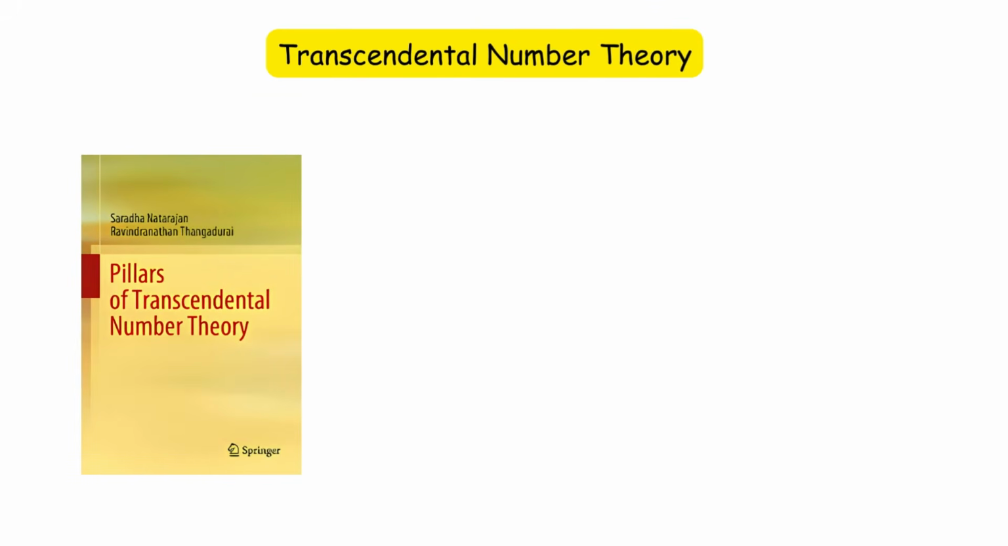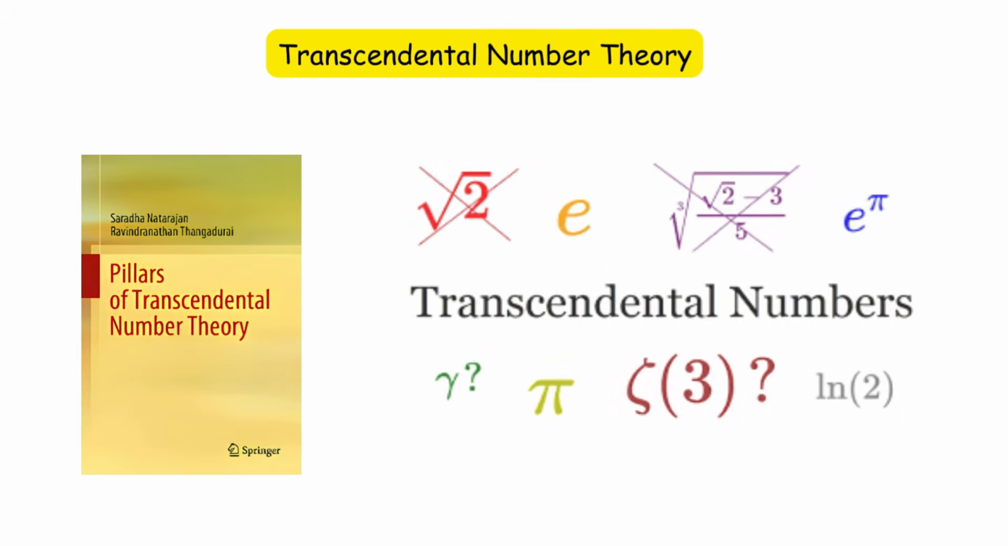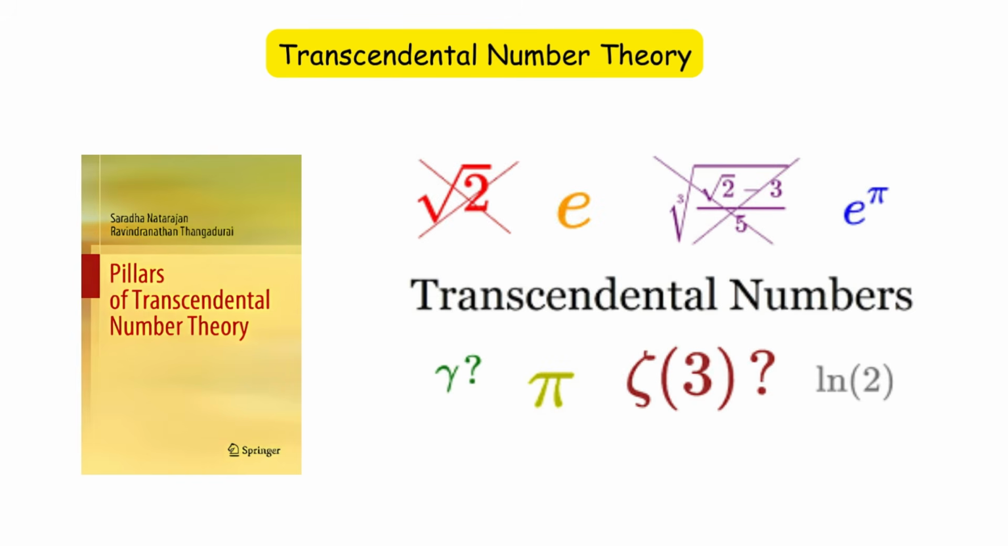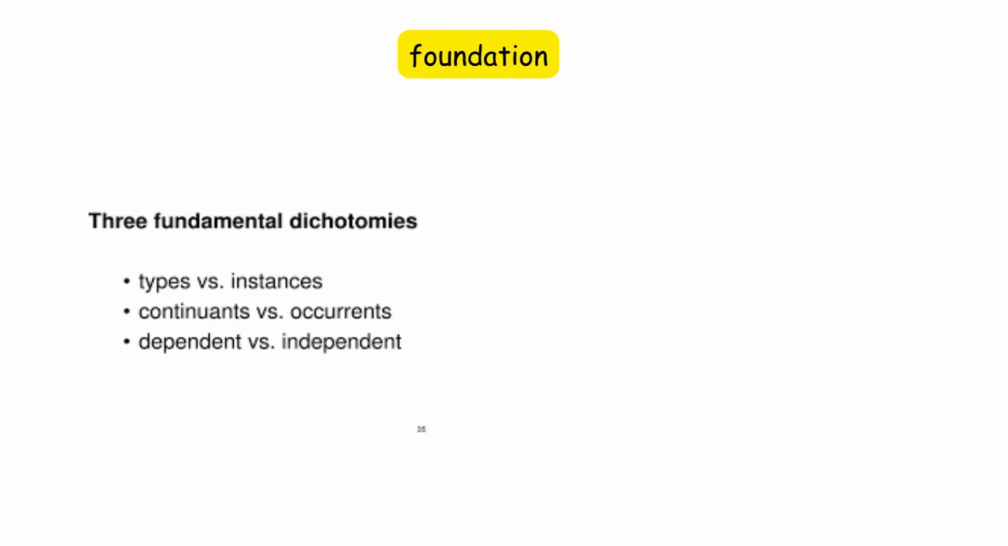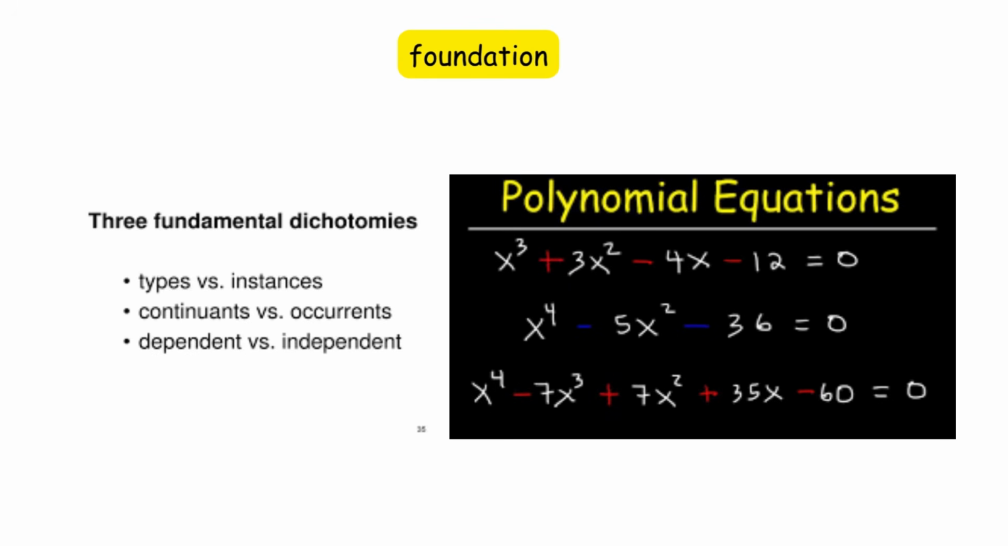Transcendental number theory studies the distinction between algebraic and transcendental numbers, as well as their classification and the methods for proving transcendence. Its foundation lies in the fundamental dichotomy that algebraic numbers are roots of polynomial equations with integer coefficients while transcendental numbers are not, which establishes a profound separation in the number continuum.